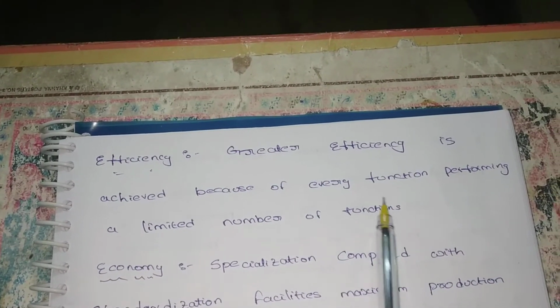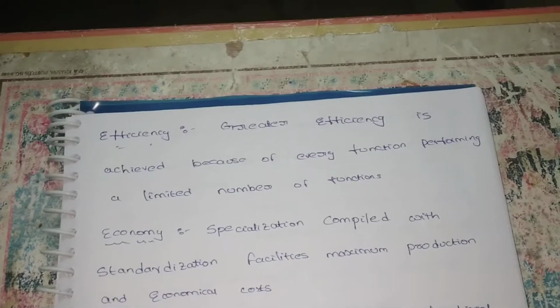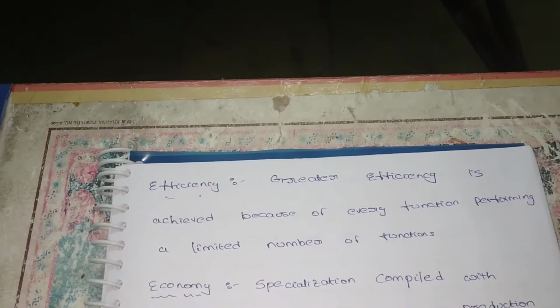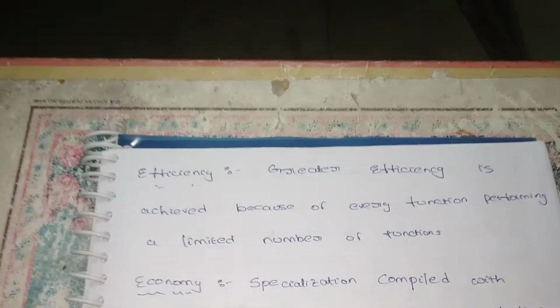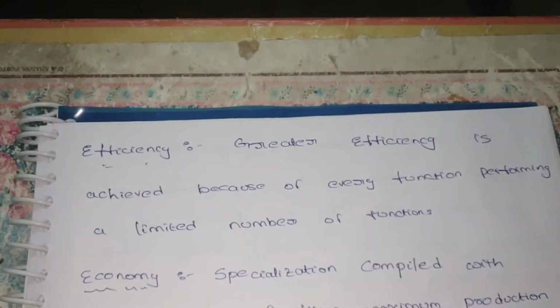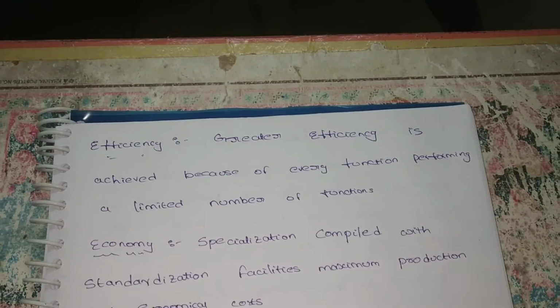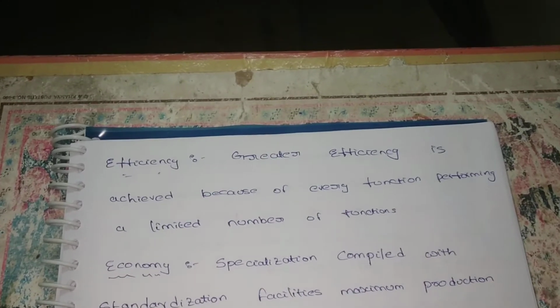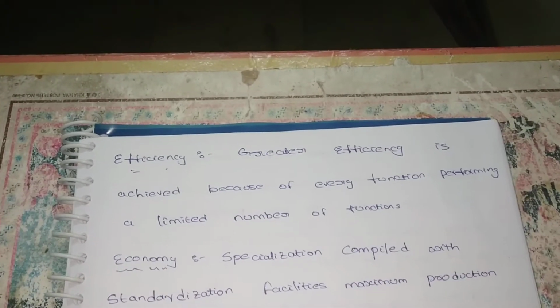And next, efficiency. Greater efficiency is achieved because every function performs a limited number of functions. What is the meaning of efficiency? Efficiency means you have to complete your work in a particular time. What is the difference between effectiveness and efficiency? Effectiveness means we have to complete the work, but we don't consider the time. When coming to efficiency, we have to consider the time too. Greater efficiency is achieved because we have separated the work based on specialization or number of employees. So each employee has only limited work, and the employees can easily do the work.